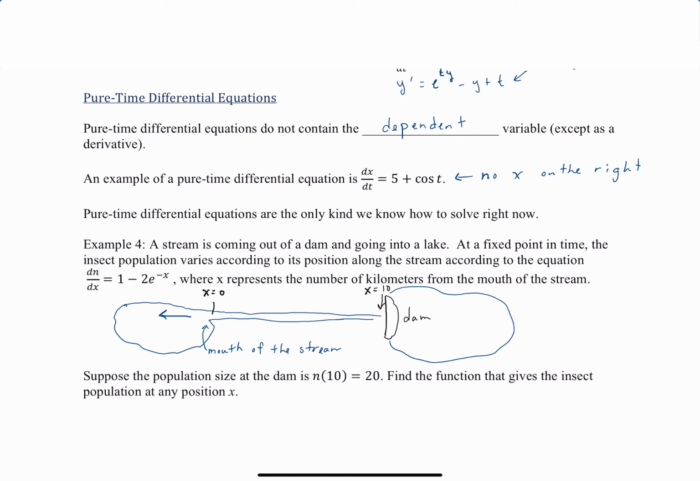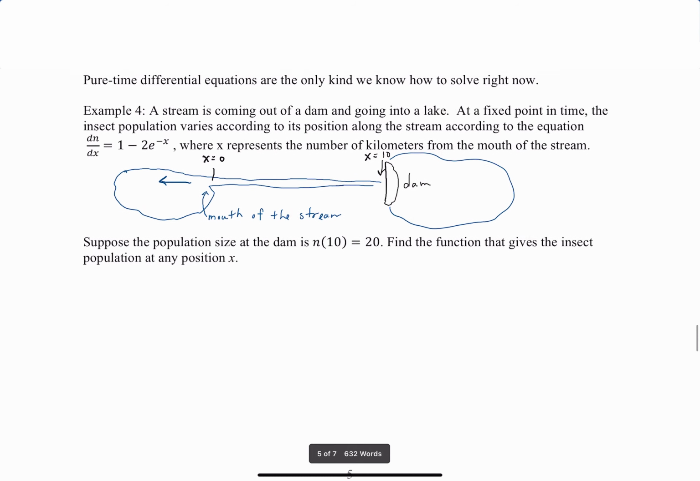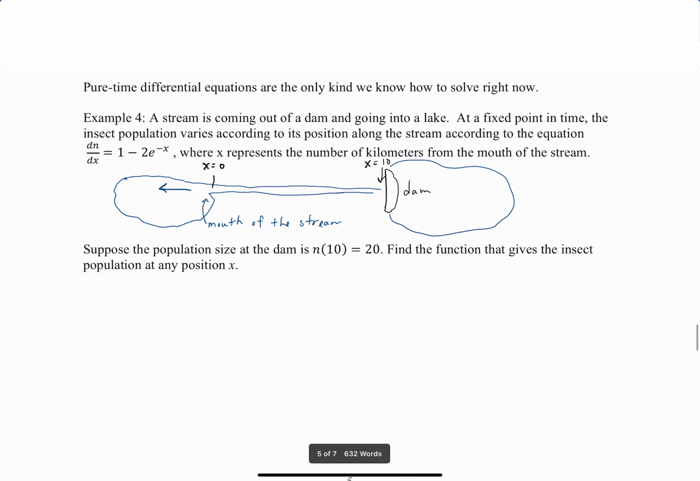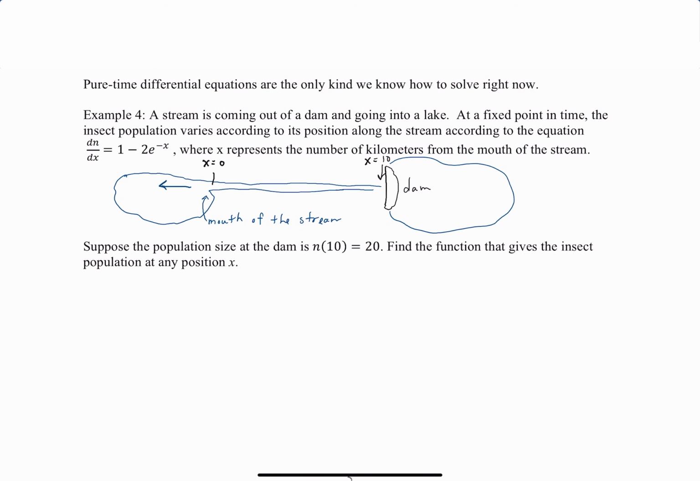Suppose the population size at the dam is n of 10 equals 20. Find the function that gives the insect population at any position x. Something to notice here, this is a pure time equation because if you look at the right-hand side of the equation, you do not see the dependent variable n.